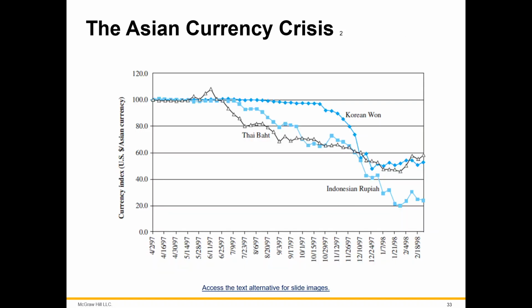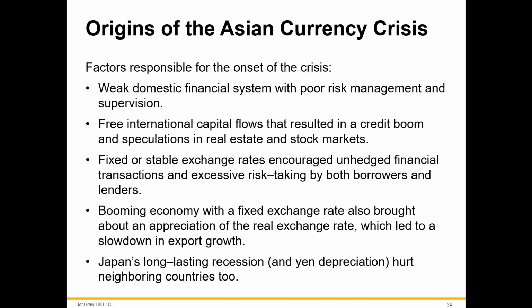Again, right, when you have a peg like this, you have to have an economic system that's creating growth and stability to support the exchange rate you've pegged to, right? So economic mismanagement leading to GDP declines or debt crises makes the peg less and less plausible, and the less plausible it is, the harder it is to defend, right? So there's poor risk management and supervision in Thailand. There was free international capital flow, right?